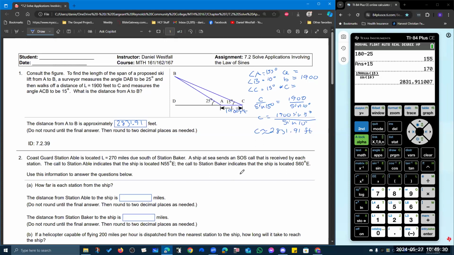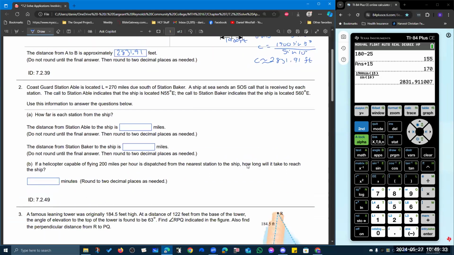All right. Let's go ahead and look at the next problem that tells us that we have two Coast Guard stations and that Able is due south of Baker and the distance between them is 270 miles. Then they receive an SOS signal, coming from north 55 degrees east for Able and south 60 degrees east for Baker. And that puts a point C out here where the ship is.